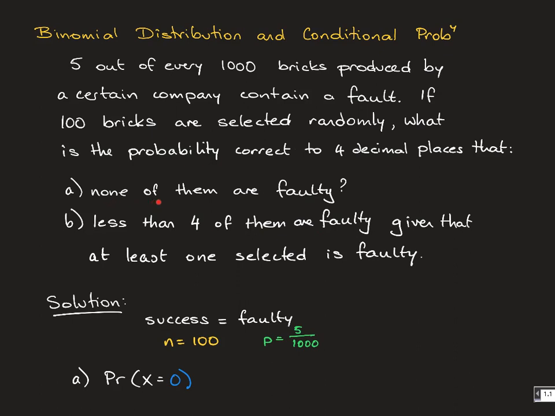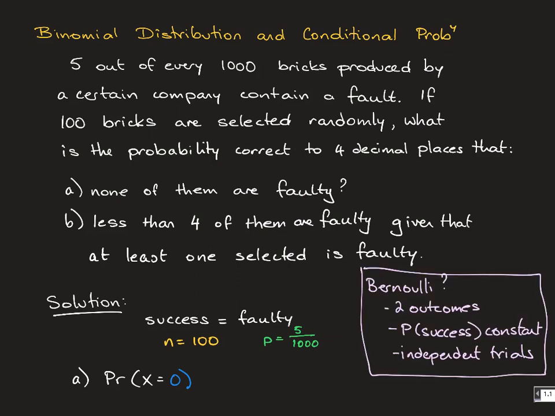All right, so let's do this first one first. So we need to think if we can use binomial probability. So we go through our list of, are there 2 outcomes? Yes, there are, faulty and not faulty.